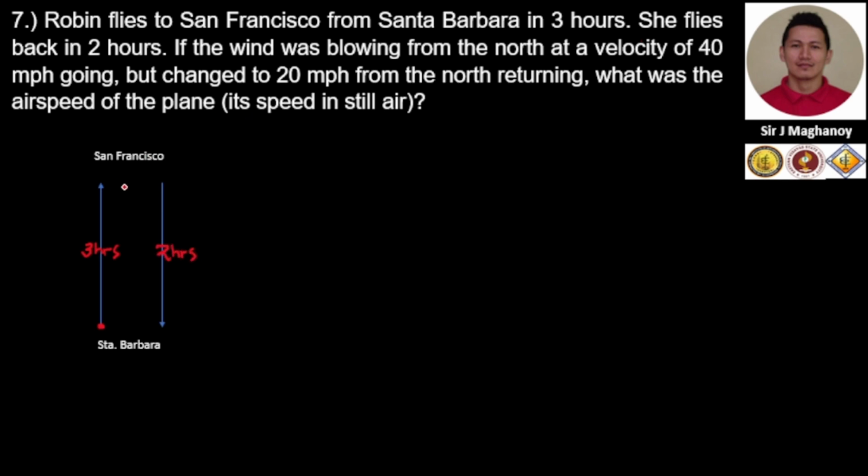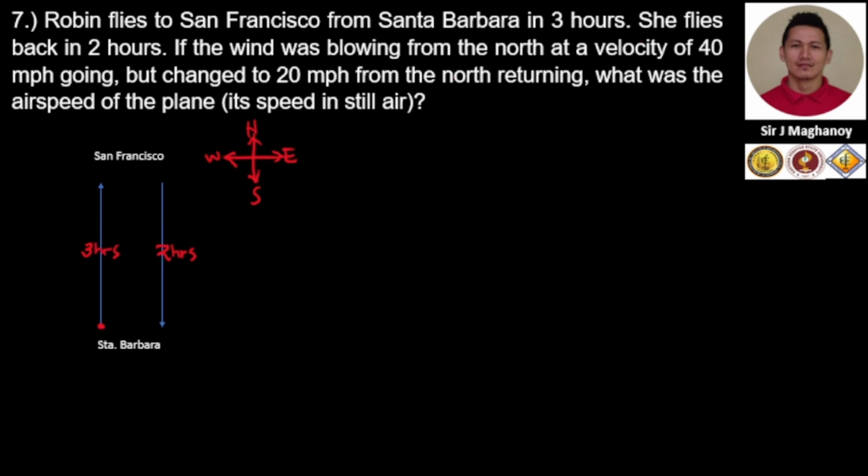So what is our observation? Did the distance from Santa Barbara to San Francisco change? It does not. So we can say that the distance is constant from Santa Barbara to San Francisco. Now, if the wind was blowing from north, our mnemonic for the directions is NEWS. If the wind was blowing from north at a velocity of 40 miles per hour, the rate of change of the plane from Santa Barbara to San Francisco is not defined, so we can assume a variable x.